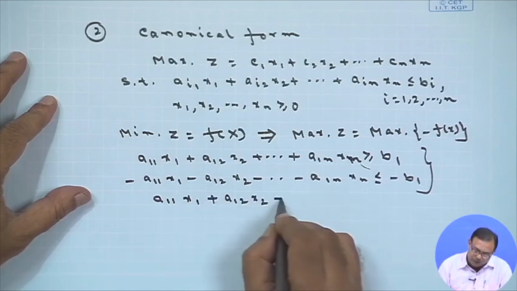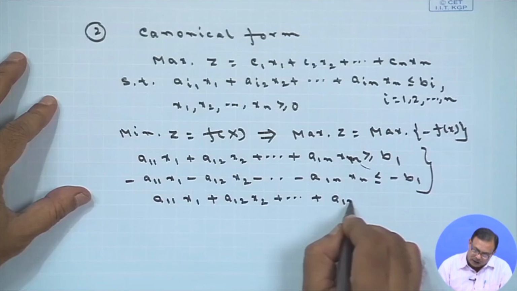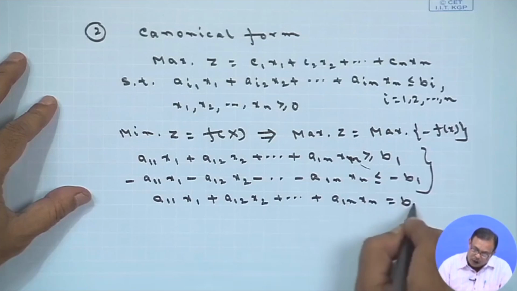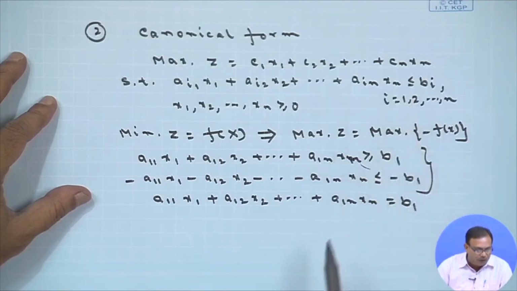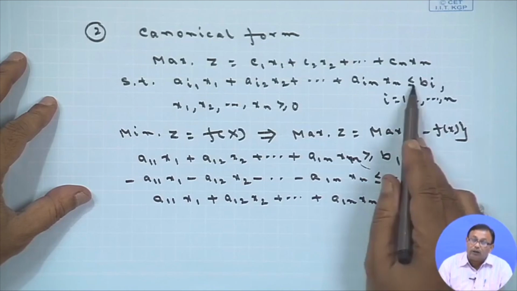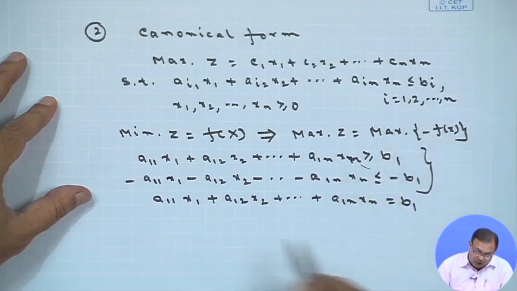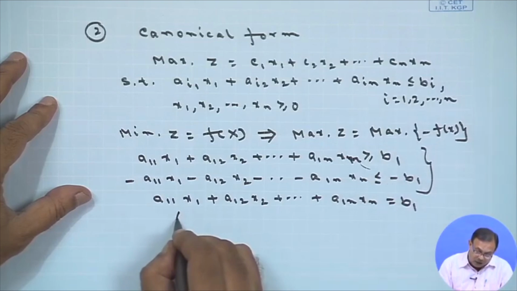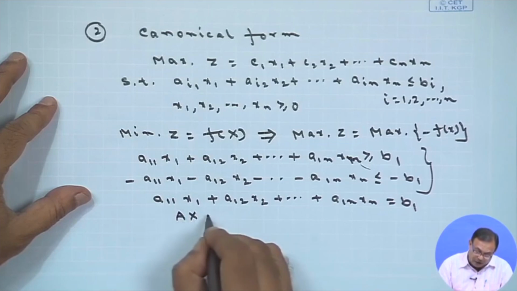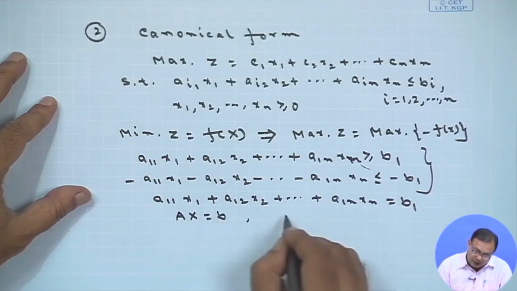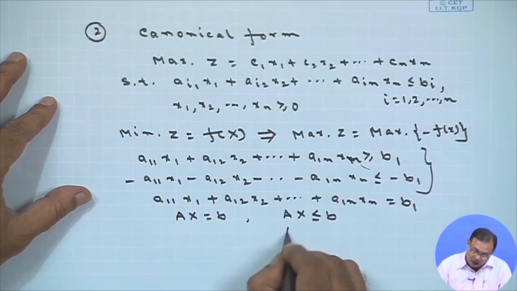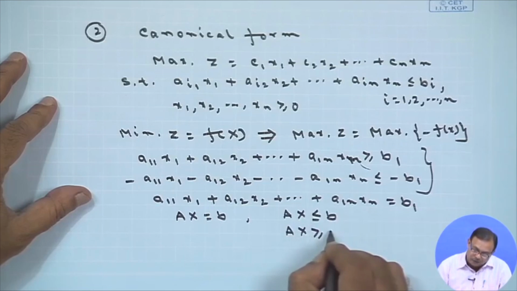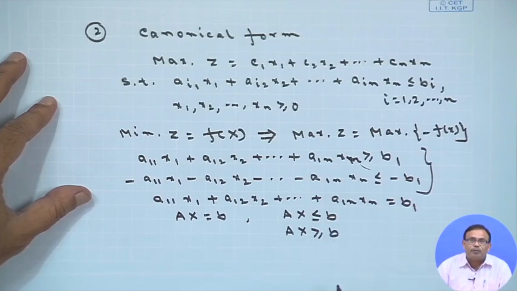Another type is a constraint like a11 x1 plus a12 x2 plus a1n xn equals b1, that is the equality type, but we have said we will always take it as less than equals. In matrix notation, if I have Ax equals b, I can write Ax less than equals b and Ax greater than equals b.